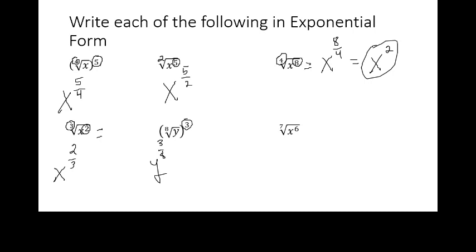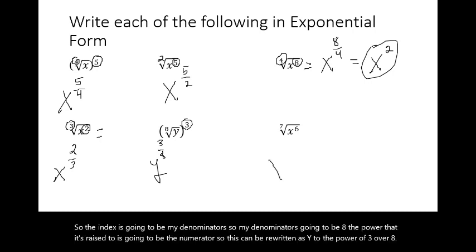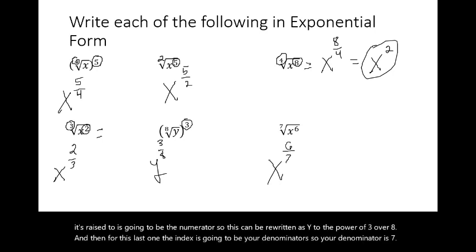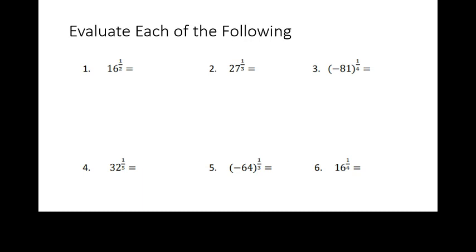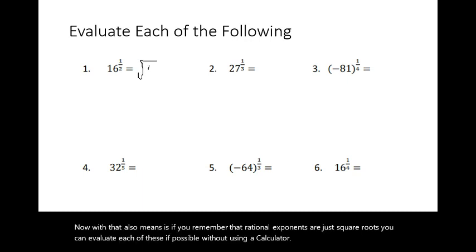And then for this last one, the index is going to be your denominator, so your denominator is 7. The power on your variable is your numerator, so the 7th root of x to the 6th can be rewritten as x to the power of 6/7. Now what that also means is if you remember that rational exponents are just roots, you can evaluate each of these, if possible, without using a calculator. So 16 to the power of 1/2 is the same as the square root of 16. Square root of 16 is 4.